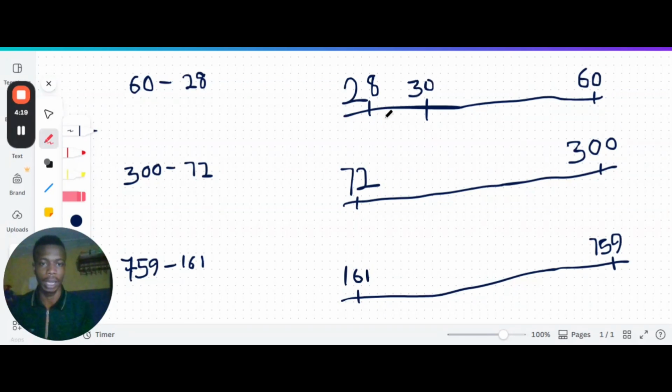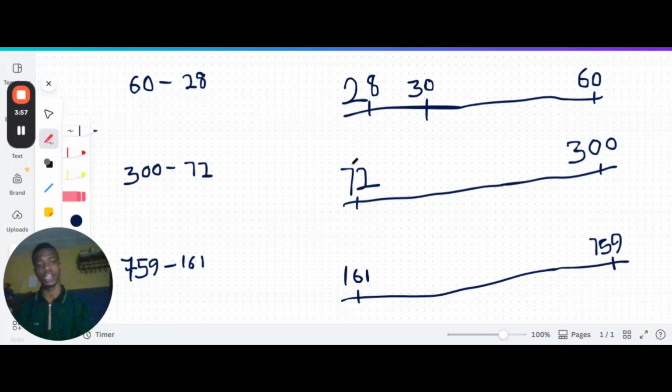To go from 28 to 60 is a bit difficult. To go from 28 to 30 is easy. To go from 30 to 60 is easy. And that's why I'm going to write 30 first. Once again, what is the nearest tens from two tens? Three tens. So you're going to write three tens.